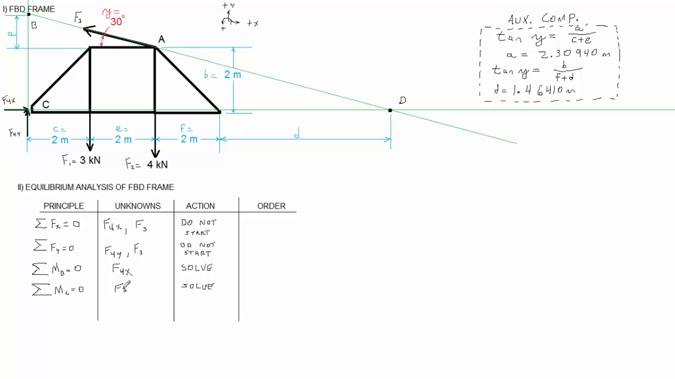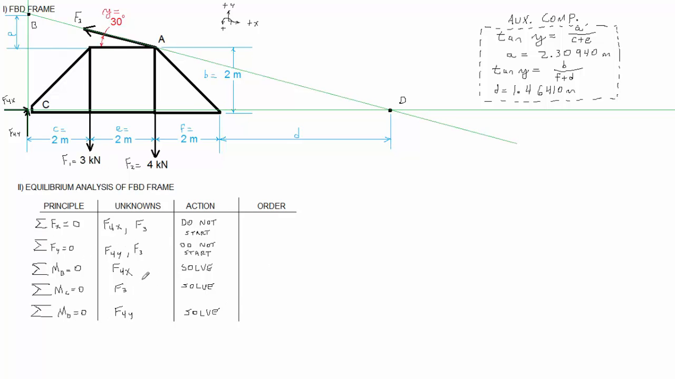Now I've found F4x and F3, but I need to find F4y. So I need to find a point where F4x and F3 intersect, and that point is way over here. It's point D. So I can sum moments at point D. And my only unknown there will be F4y. My action is solve. So now I've got all 3 of my unknowns accounted for in the equilibrium analysis.